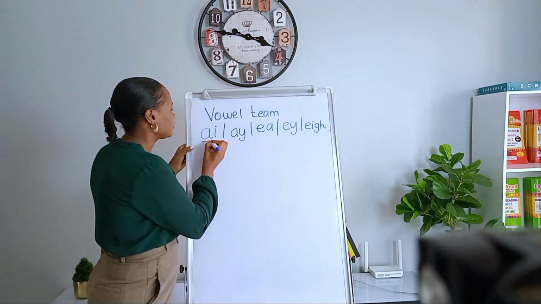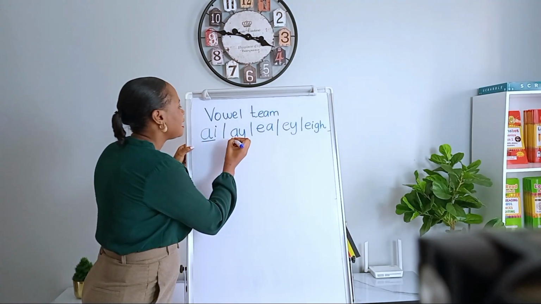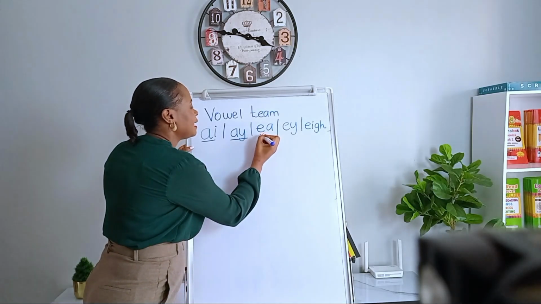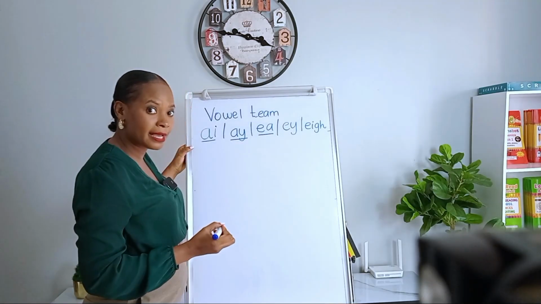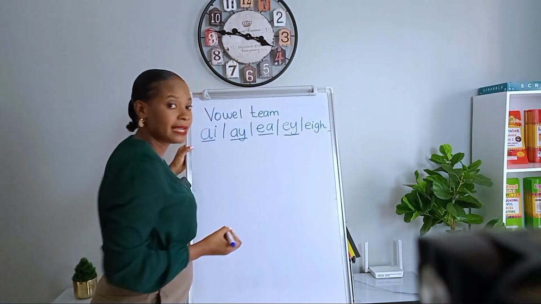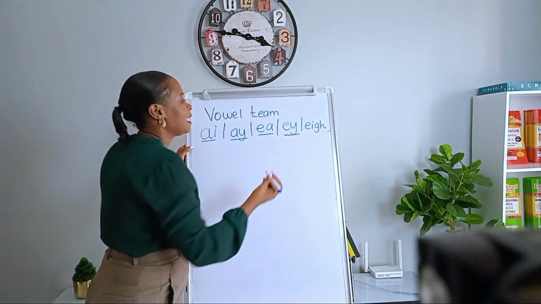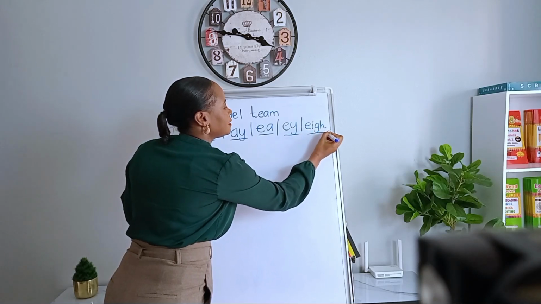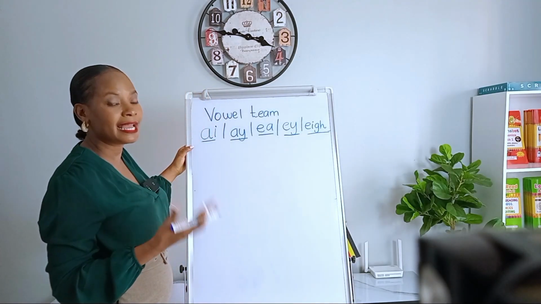AI spells the sound A. AY spells the sound A. EA spells the sound A, like in break. EY spells the sound A, like in grey. And EIGH spells the sound A, like in eight.